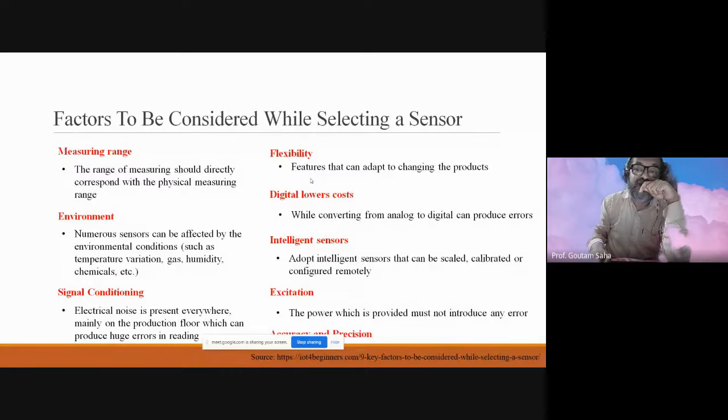Factors to be considered while selecting sensors: measuring range; environment, in what environment you are using them; signal conditioning, what type of signals can disturb it, so signal conditioning filters should be inbuilt in it. Flexibility, it must be flexible, low cost digital. Intelligent sensors can be scaled, calibrated and configured remotely. Intelligent sensors means they can be calibrated remotely.